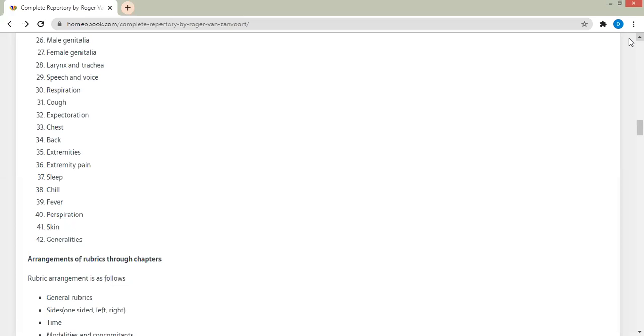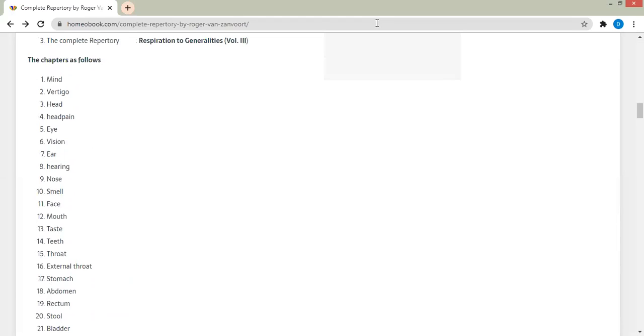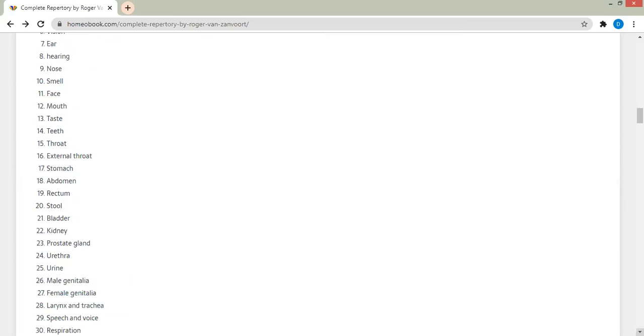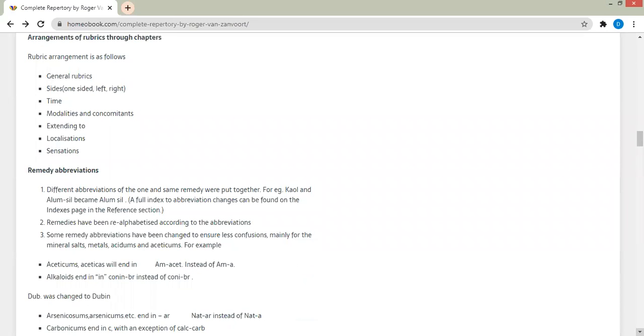So as in Kent's repertory, the first section in this repertory is also mind, and the last section is generalities. So the sections start from mind and end on generalities in this repertory. Then the arrangement of rubrics. As in Kent's repertory, the rubrics are arranged in a proper way so that we can easily find them. So the rubric arrangement is as follows.